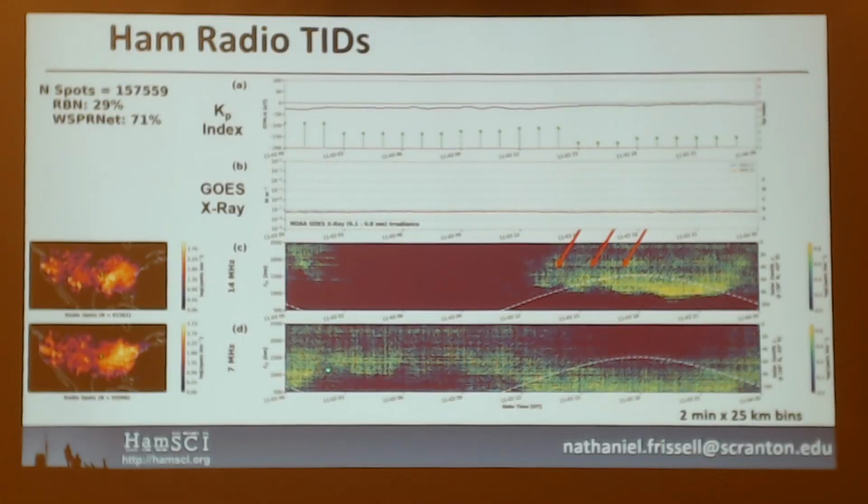It's a bit of an eye chart, but I can convince myself that there are similar structures down here as well. And in the future, I'm working with one of my students right now to try and reduce this data in such a way that you can pull those signatures out better. But it's very evident in the 20-meter band.